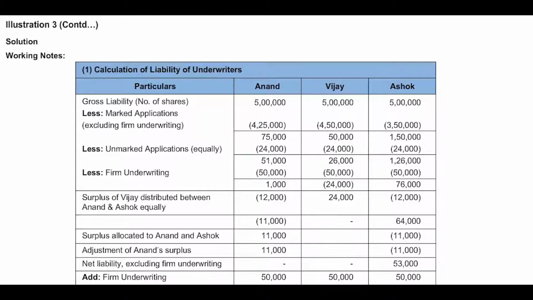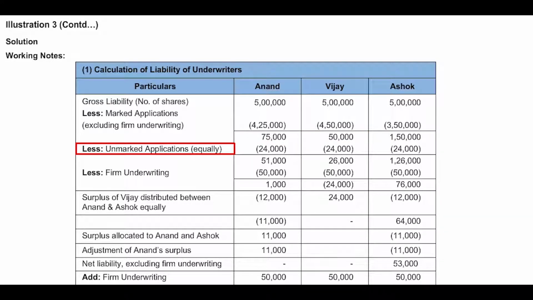So the remaining 15 lakh shares are taken up by Anand, Vijay and Ashok, who are the underwriters, equally. So the gross liability of Anand, Vijay and Ashok is 5 lakh, 5 lakh and 5 lakh. Now out of that we have to reduce the marked applications given in the question: 4 lakh 25,000, 4 lakh 50,000 and 3 lakh 50,000 respectively. Now the remaining shares to be underwritten are 75,000, 50,000 and 1 lakh 50,000.